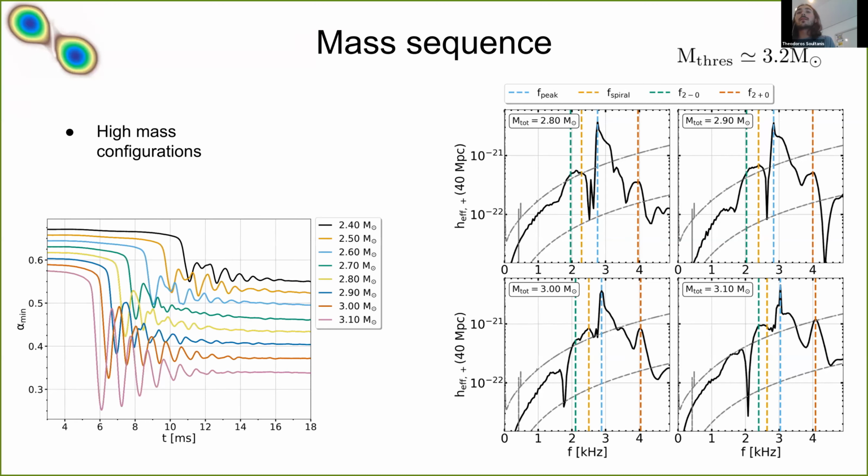One last thing is that we can also observe this oscillation if we look at the minimum lapse of the system. So for those who don't know, this corresponds to the minimum value of the potential as a function of time. And from this plot, I only want to mention that the amplitude of this oscillation, which is due to the radial pulsation, is much larger.